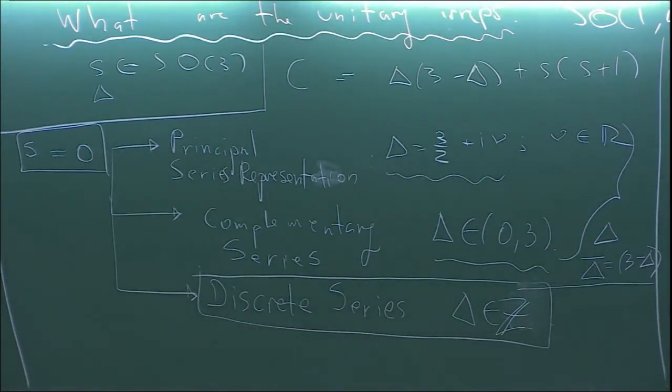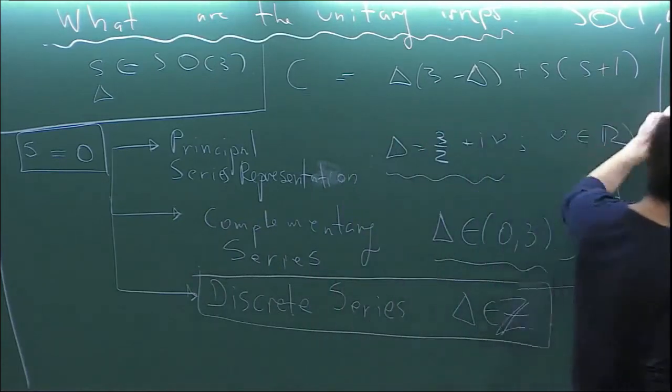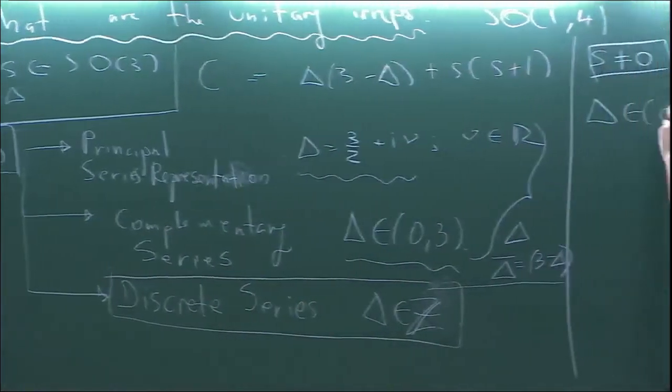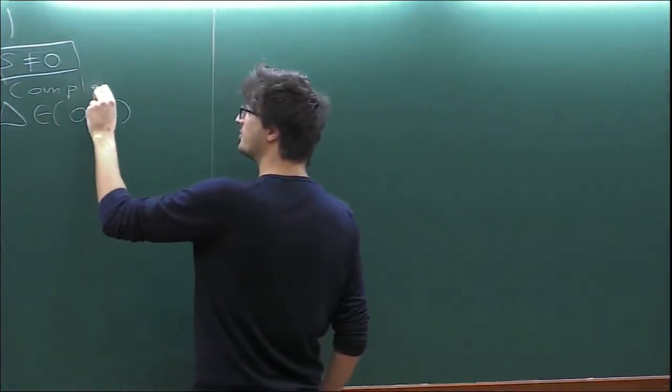Now, for spin non-zero, the structure of the representations is effectively the same, except for two things that happen. First of all, in the complementary series, the range of delta is slightly reduced.